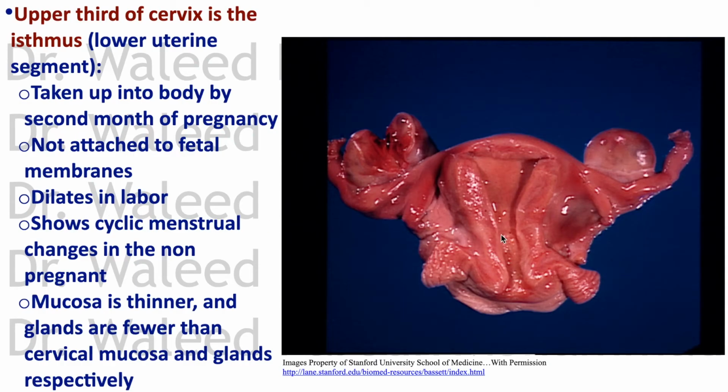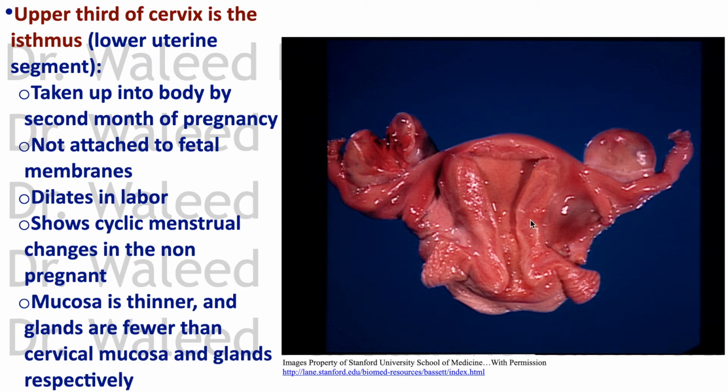Now, the upper third of the cervix is called the lower uterine segment or the isthmus. It differs from the rest of the uterine wall in that it is taken up into the body by the second month of pregnancy, because the uterus is expanding. It's not attached to the fetal membranes like the rest of the uterus, so that it does not form a stress on the fetal membranes and tear them.